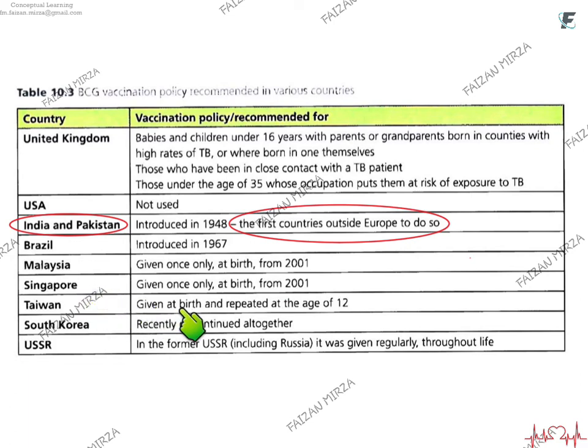In Taiwan, they give one dose at birth and repeat it at the age of 12, because we all have different genotypes, so the dose that works in one nation may not work in another nation at the same dose. In South Korea it was given, but recently they have discontinued it for reasons best known to them. In the USSR, which includes Russia, it is given throughout life.